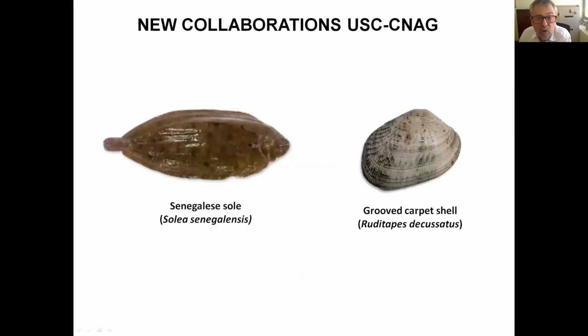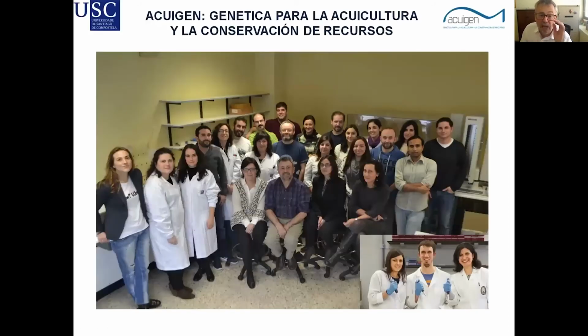Now we have 2 new collaborations, as Tyler told before, regarding the Senegalese sole, for which we have very good results. Tyler does not know this now, but we have 98.5% of the Senegalese sole genome assembled in the 21 chromosomes, and we are preparing the material to begin the sequencing of the genome of the grooved carpet shell. I am very pleased with all the group that is working behind these projects, and I very much appreciate the invitation by the organizers.